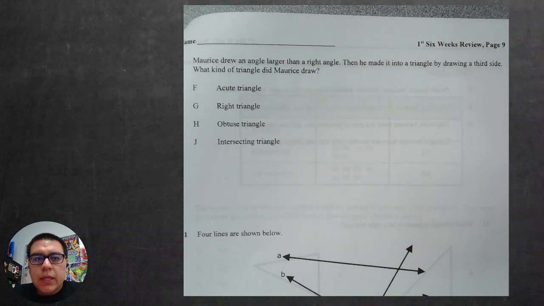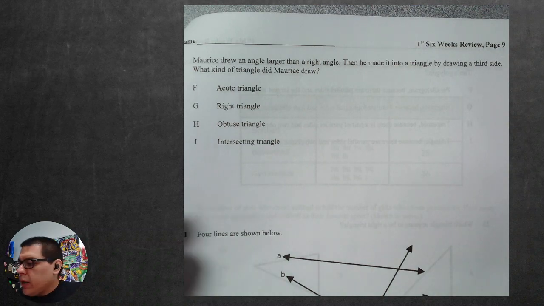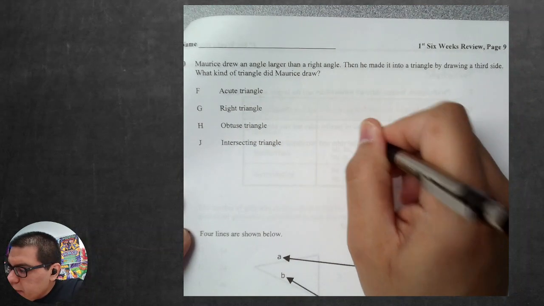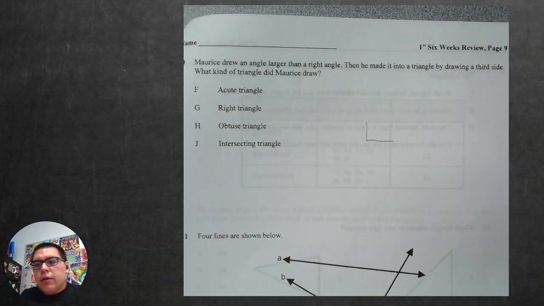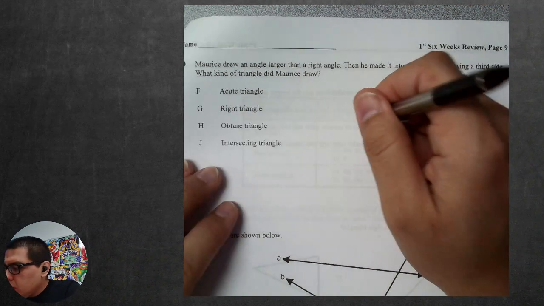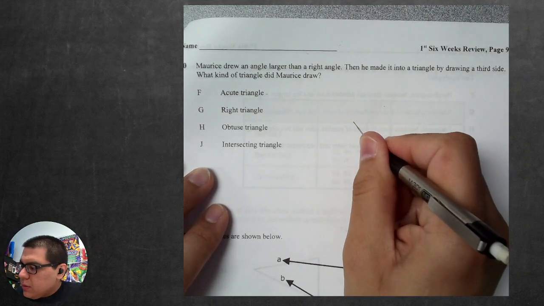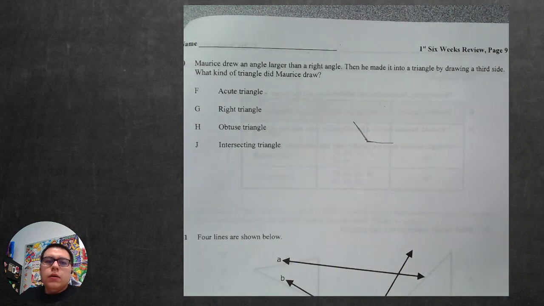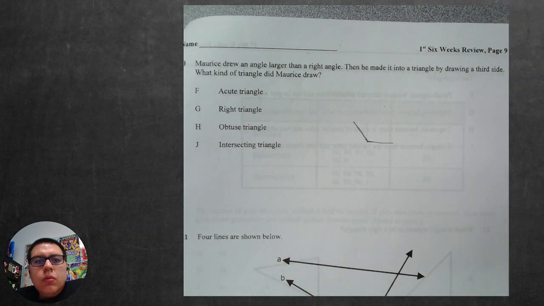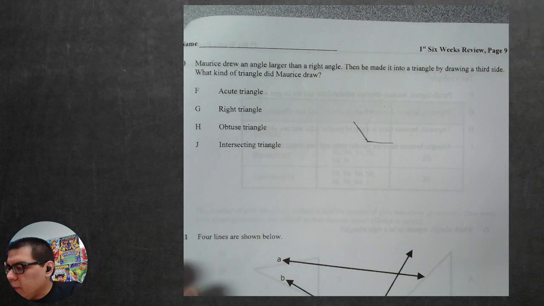So you started off by making an angle that is larger than a right angle. So we know right angles are kind of like this, but the angle that he drew was larger. So it was kind of opened up more, a little something like that. Who remembers? What do we call those angles that are bigger than a right angle? Jaylene? Very good. We call that an obtuse angle.